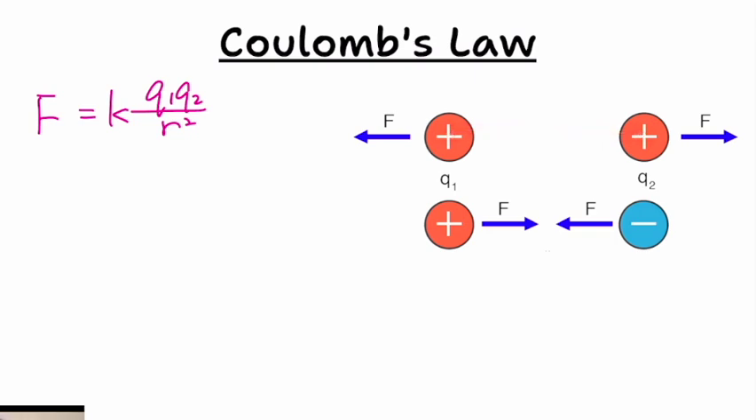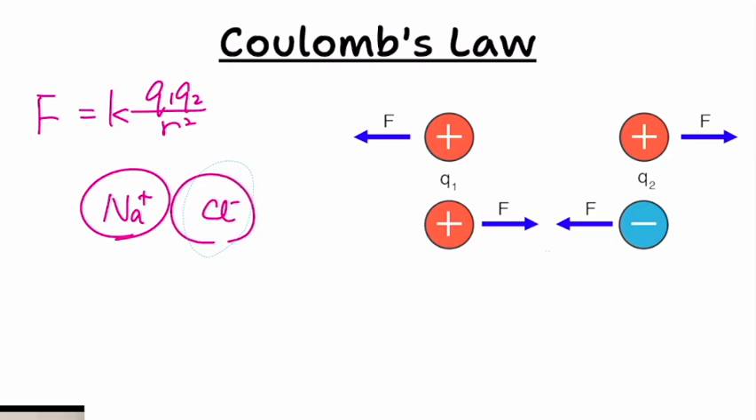When two charges are far away from each other, the force between them, either attractive or repulsive, is small. And when they get close to each other, the force gets bigger. We can apply this to ionic solids. For sodium chloride, sodium carries a positive 1 charge and chloride carries a negative 1 charge. So for them, Q1 and Q2 are positive 1 and negative 1. Of course, we only deal with the absolute value.